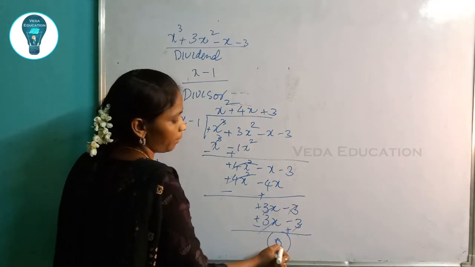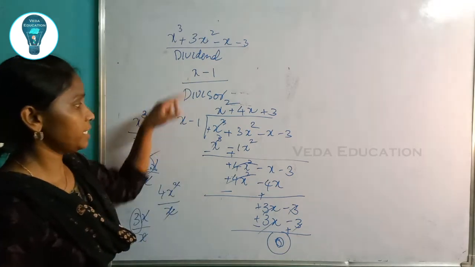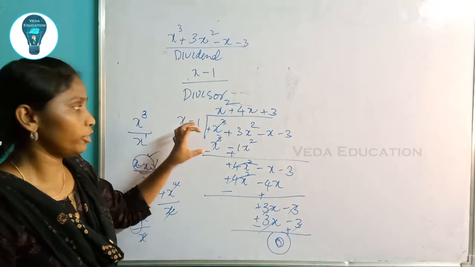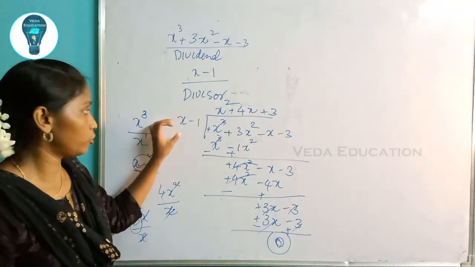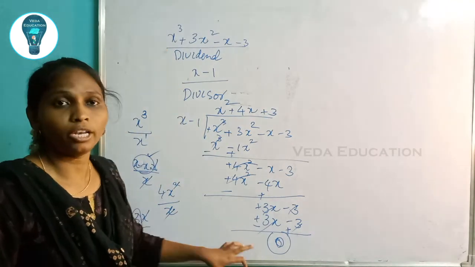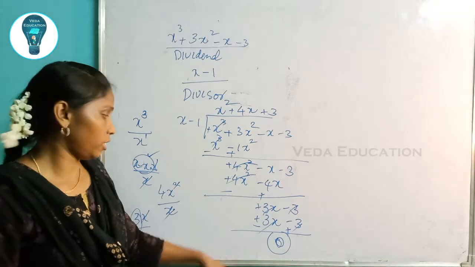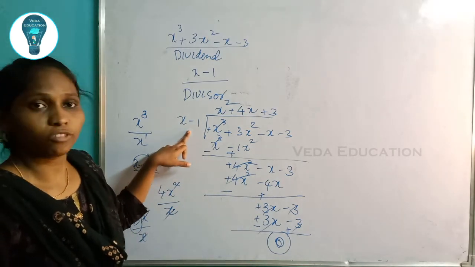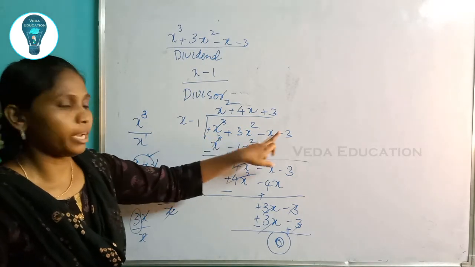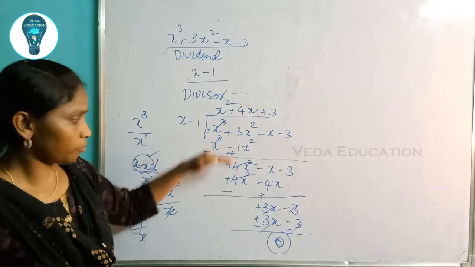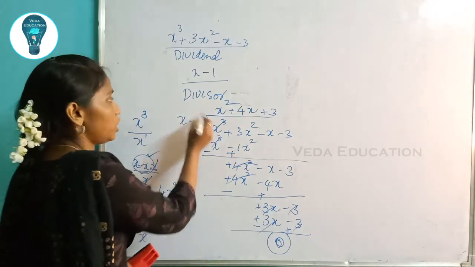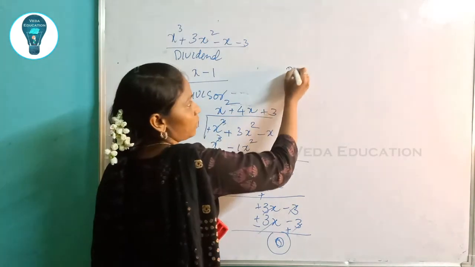Okay. Already they mentioned 1 is a 0 of the polynomial. That means when you are converting into a linear polynomial, when you divide it with the given polynomial, it should get remainder as 0. Then only our process is correct. If we are not getting 0, it is wrong. Okay. So this is a 0 of the polynomial x cube plus 3x square minus x minus 3. And what is the quotient we got here? x square plus 4x plus 3. So here one of the 0s of the cubic polynomial is x minus 1.